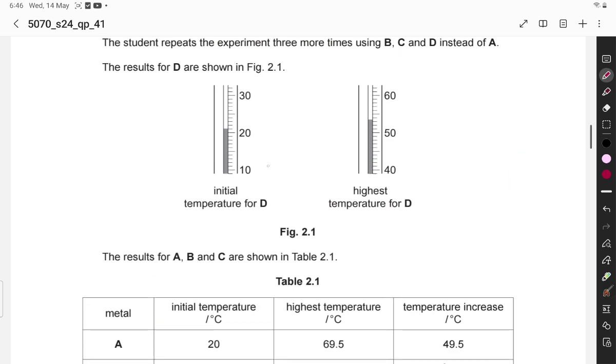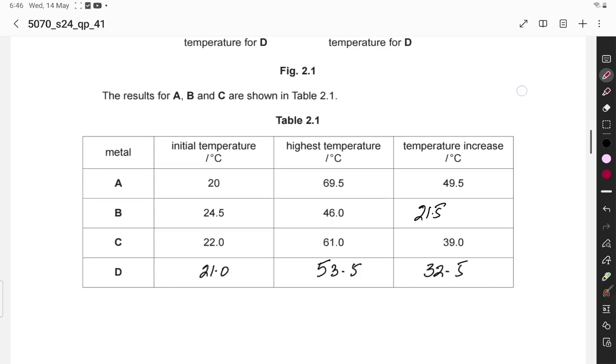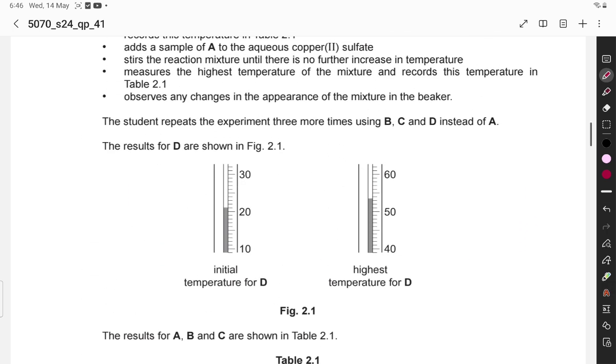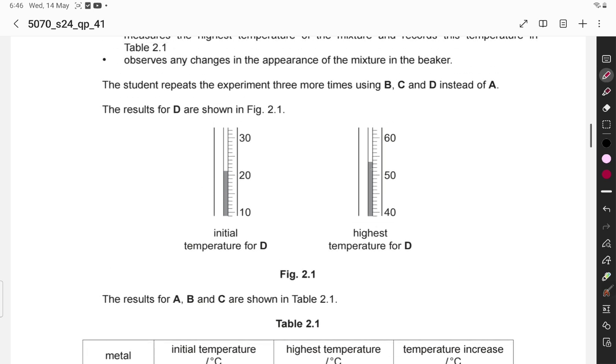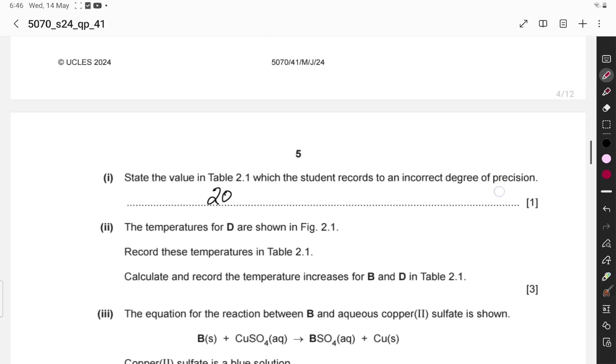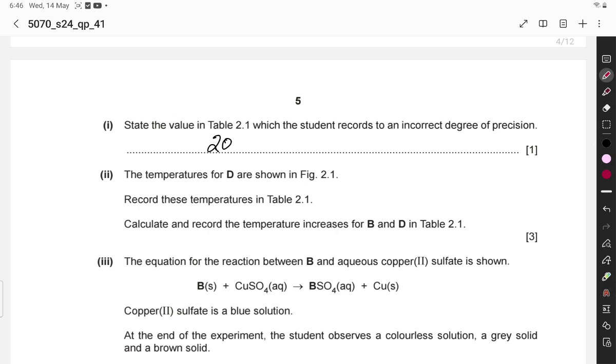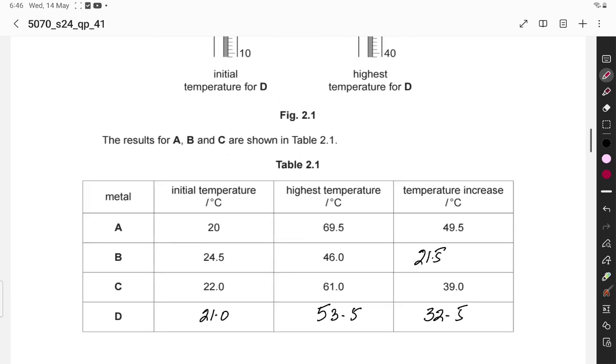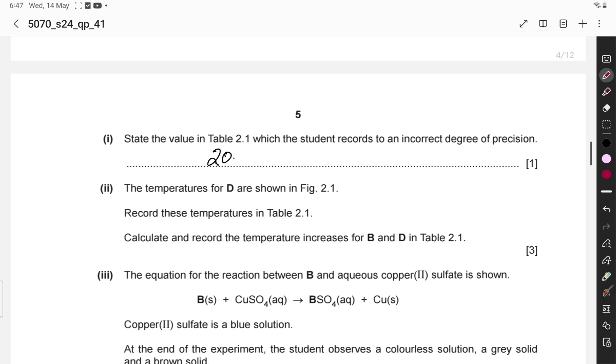This is the initial temperature for D and the highest temperature for D. The initial temperature is 21.0, and the final temperature is 53.5. By subtracting the initial temperature from the highest temperature, the increase is 32.5. Now state the value in table 2.1 which the student records to an incorrect degree of precision. This is 20, because temperature is recorded to one decimal place, so this is the wrong precision; instead of 20.0 it is written as 20.